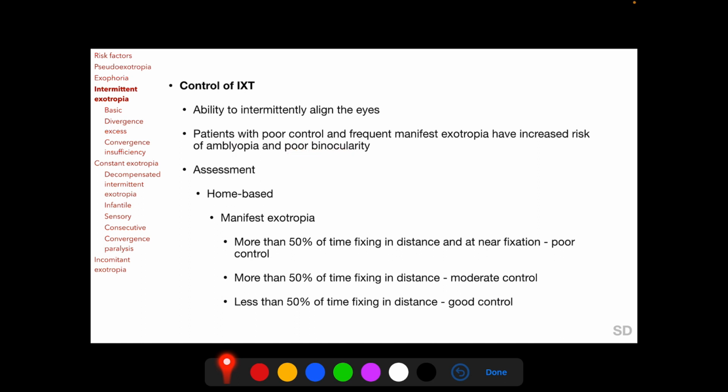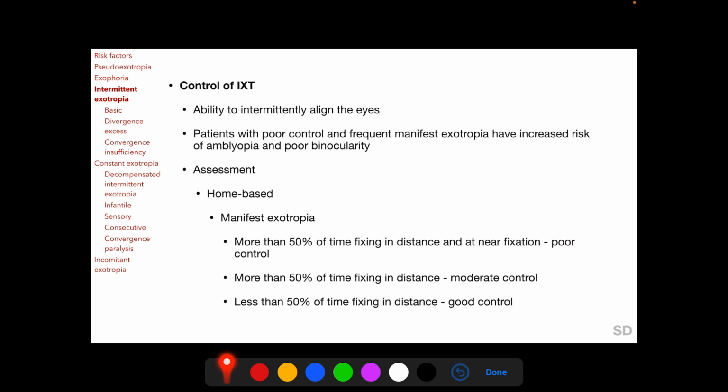The control of intermittent exotropia by the patient can be assessed and graded either by a home-based method or by a clinic-based method. In the home-based method, if the parents report that the exotropia is manifest more than 50% of the time when the child fixates at distance, and exodeviation is also present when the child fixates at near, the control of intermittent exotropia is said to be poor.